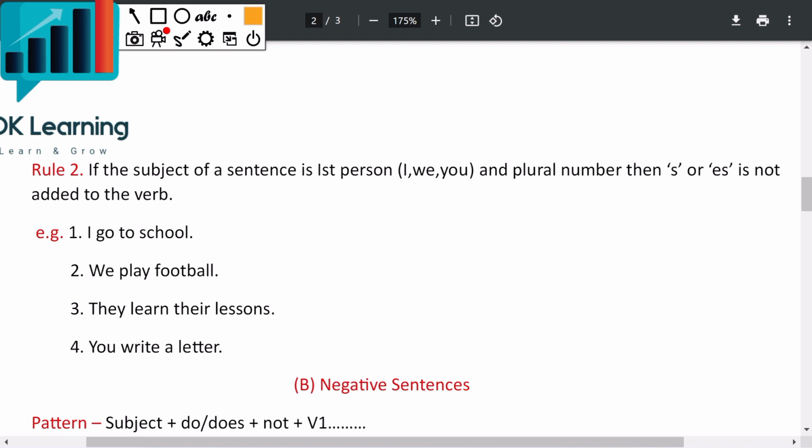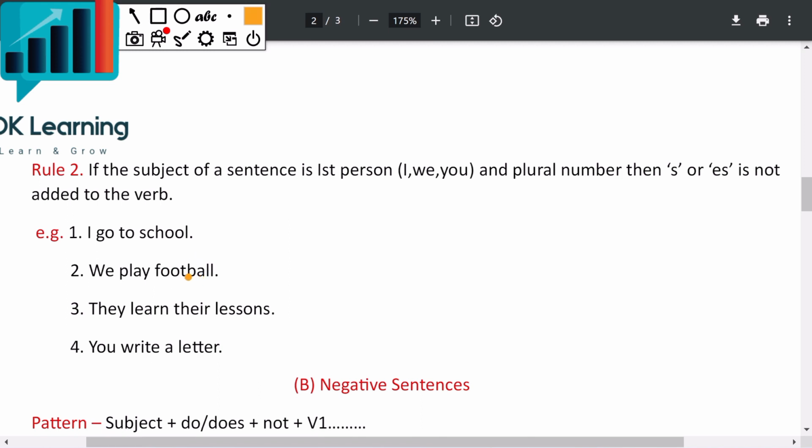Then let's see the rule number 2. The rule number 2 says that if the subject of a sentence is first person, I, we, you, and plural number, s or es is not added to the verb. For example, I go to school. We play football. They learn their lessons. You write a letter. With I, we, they, you, in the verb, s or es is not added. The base form of the verb is written as it is.